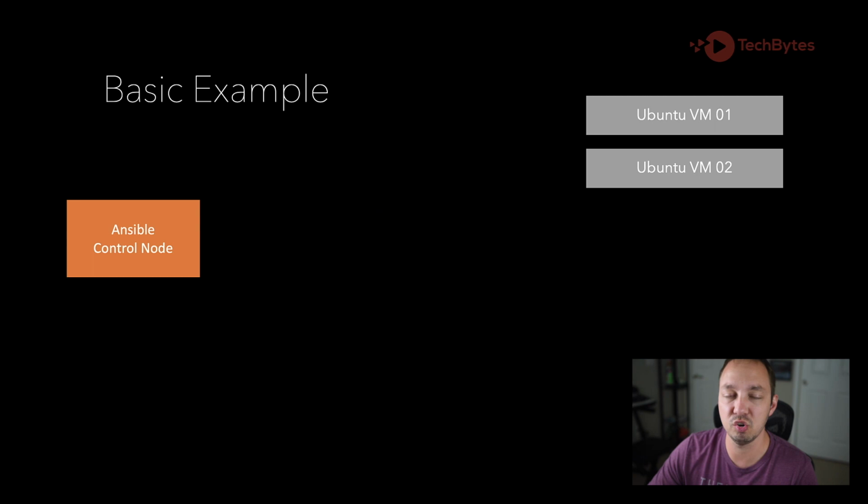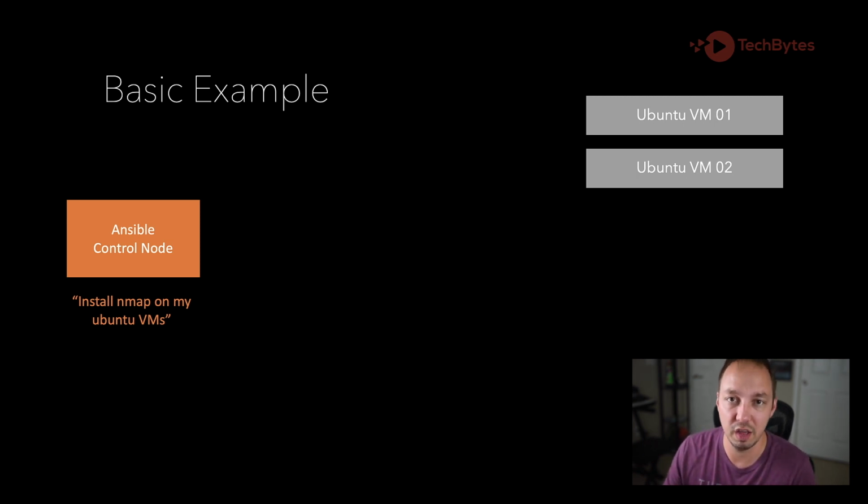All right, so let's get into our actual demo. So this is what I'm going to be showing you. I have my Ansible control node, which is, again, I'm using an Ubuntu VM for this. This is separate from these two, by the way. And then I have a couple of test VMs, Ubuntu VM 01 and 02. What I'm going to do is show you a playbook that I wrote. It's just a YAML file, which stands for yet another markup language. And the syntax is really simple.